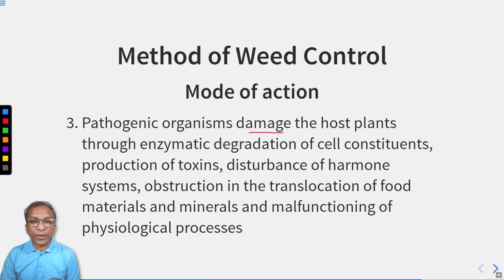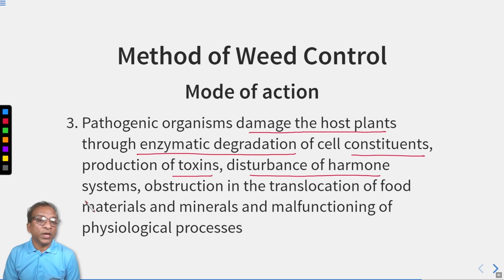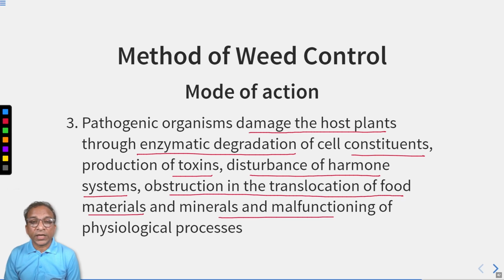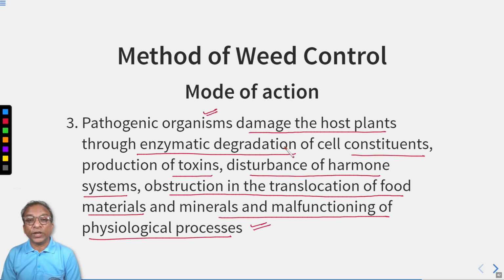Pathogenic organisms damage the host plant through enzymatic degradation of the cell constituents, production of toxin, disturbance of the hormone system, obstruction in the translocation of food materials and minerals, and malfunctioning of the physiological process. So there are so many things that these pathogenic organisms can do in the host plant. The first thing, enzyme degradation. It can degrade some of the important enzymes of the host plant, and without that the plant cannot live.